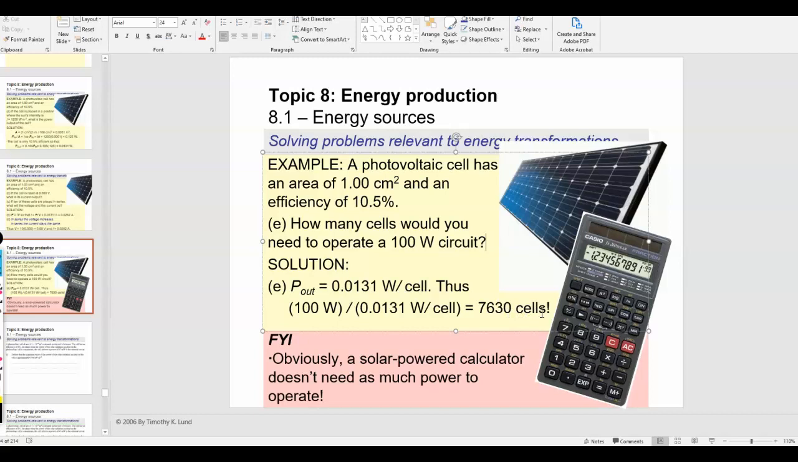You would need over 7,000 of these cells to operate a relatively small powered circuit. 100 watts is not a lot. That's like a light bulb or something. On the other hand, if you don't need a lot of power, like those calculators that have photovoltaic cells on them, a calculator doesn't take a lot of power to use, and so you can power a calculator with just 4 of those cells, as you can see.